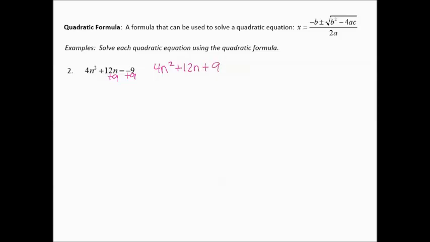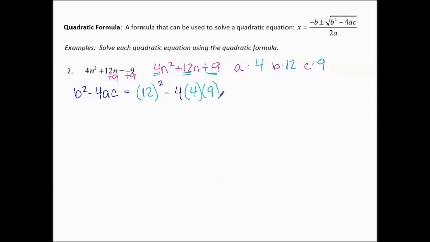Again, I'm going to identify a, b, and c. So here I have 4 is my A, 12 is my B, and 9 is my C. And now I'm going to find that piece that was under the square root first. B squared minus 4AC. So my B is 12. I'm going to have 12 squared minus 4 times my A, which is 4, and my C, which is 9.